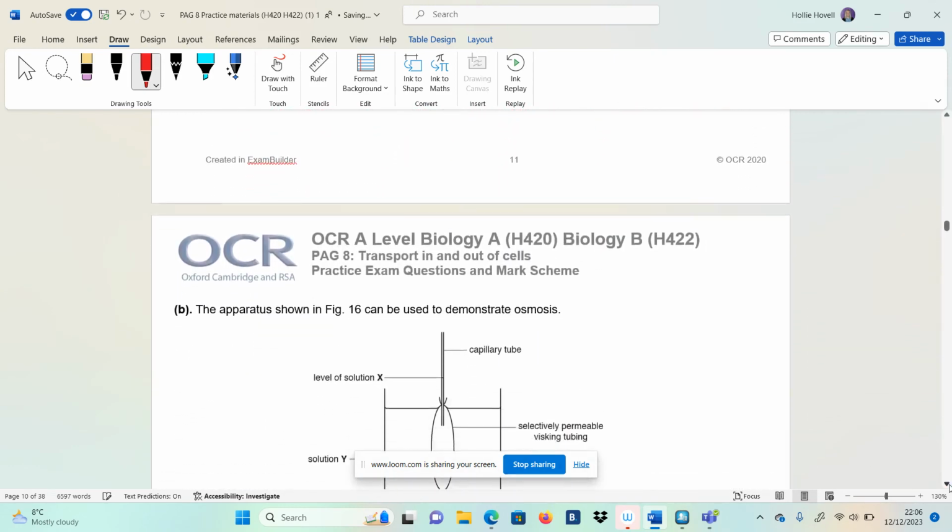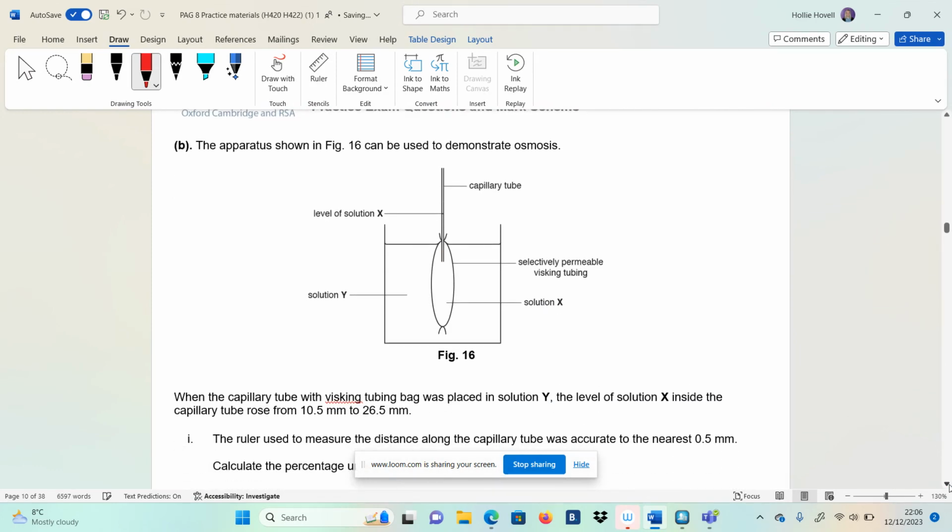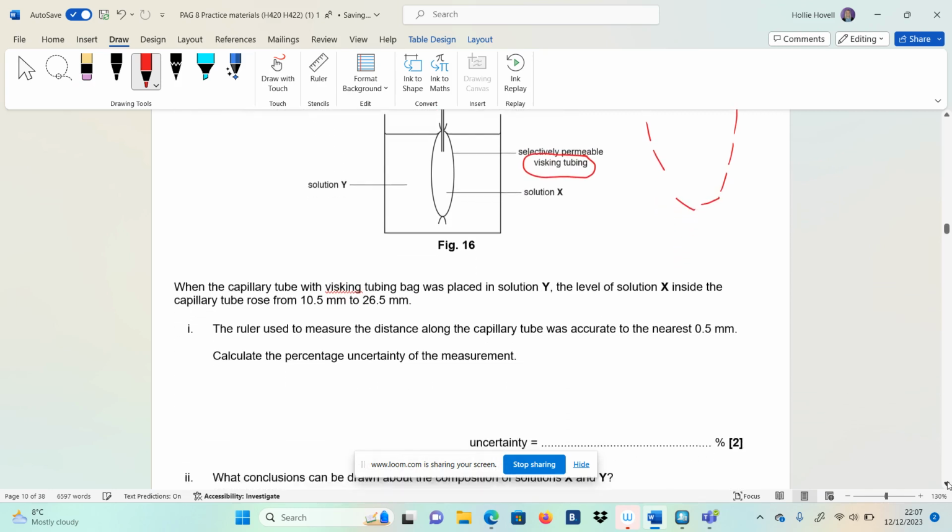Next one. The apparatus shown in figure 16 can be used to demonstrate osmosis. So we call this visking tubing. Basically, it looks like a sort of plastic bag, but if you zoom in, the walls of it are partially permeable. They've got little gaps. When the capillary tube with the visking tubing bag was placed in the solution Y, so a capillary tube is just a really thin tube, the level of the solution X inside the capillary tube rose from 10.5 millimeters to 26.5. So it was at the level here, okay, and that level went up. The ruler used to measure the distance along the capillary tube was accurate to the nearest 0.5 millimeters.